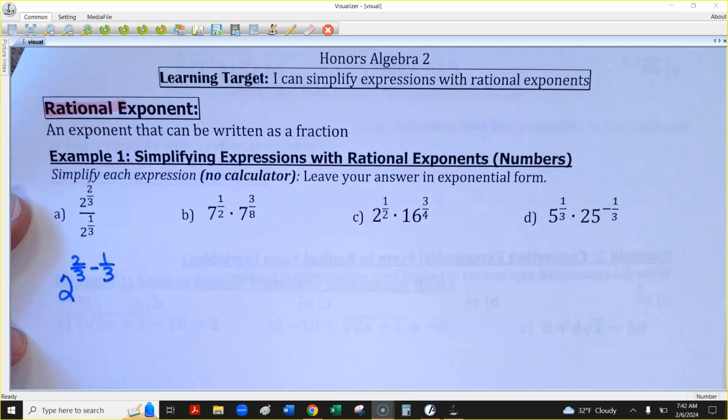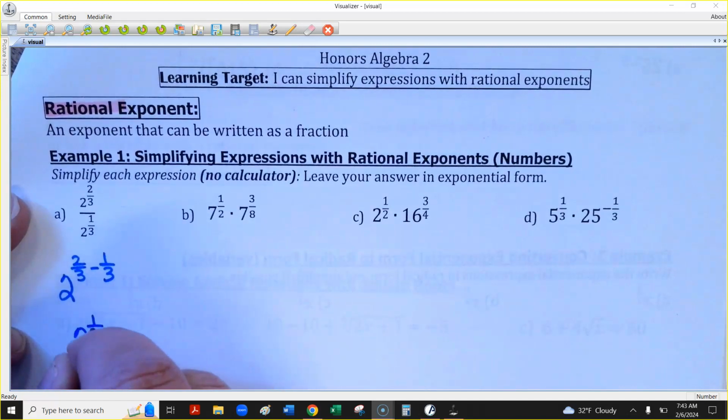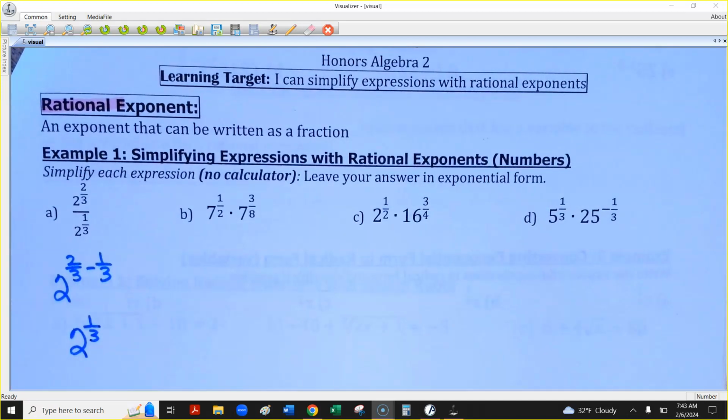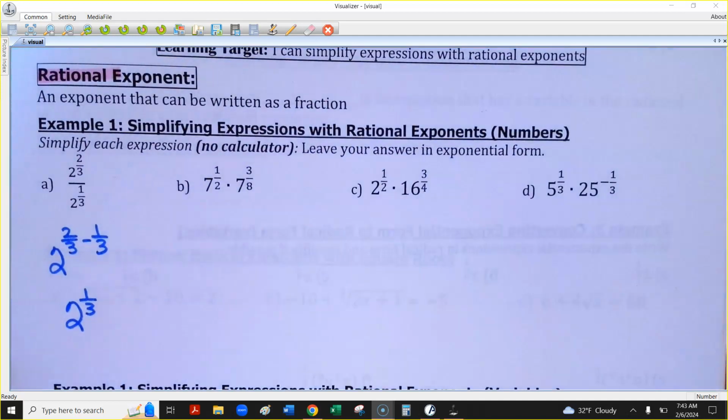I do need a common denominator, but we have one here, so we don't need to create a common denominator. So I'm just subtracting those. So that would simplify to be 2 to the 1/3 power. That's all you have to do. Like bases, the base in this case, I used numbers for each one of these. This would work with variables too. But what we're going to do is just subtract the denominator exponent from the numerator exponent.